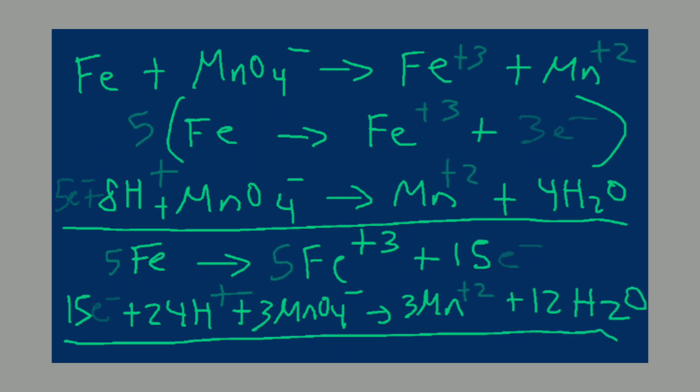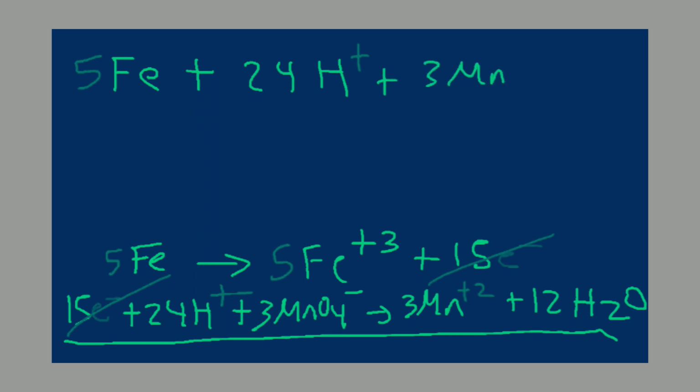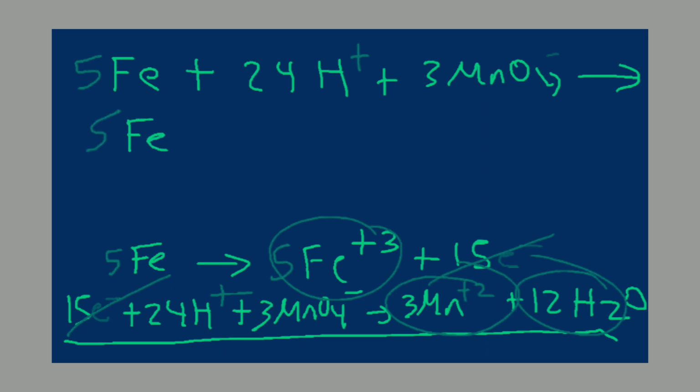So now we need to add these two reactions. As we add the two reactions, the only thing that we can cancel are the 15 electrons. Now these three, we need to add them to the left side of the reaction as we add the two reactions. So it's going to be 5 Fe plus 24 H plus 3 permanganate ions. And on the right side, we have these three. So it's going to be 5 Fe plus 3 on the right side, and 3 manganese ions, and 12 water molecules. So this is the balanced reaction.